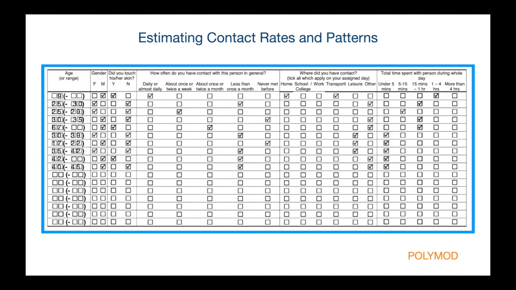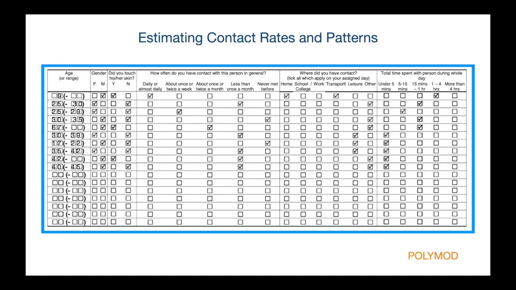So you would have to fill in a row for each person you had contact with on the day. In the first column, you give the age of the person. You can give the age range if you don't know the exact age. You then tick the gender and then whether the contact was physical, and the other columns then just capture more contextual information such as how often do you meet this person, where did the contact take place.